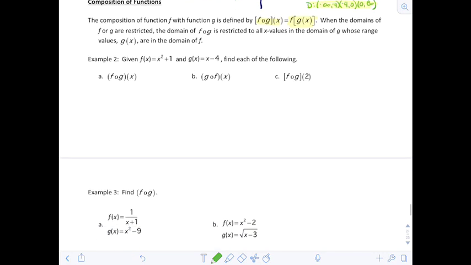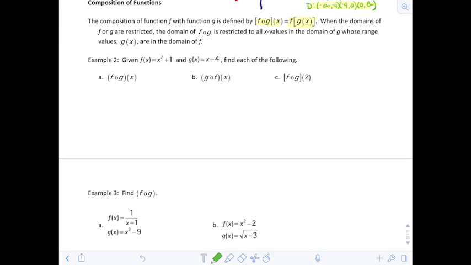Okay, when the domains of f or g are restricted, this is important. The domain of f of g is restricted to all the x values in the domain of g whose range values, g of x, are in the domain of f. So essentially, if we have any places that are restricted in any of the steps, we're going to have restrictions in our domain. Let's look at example 2.